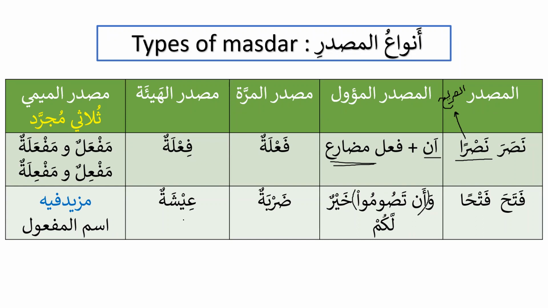And masdar mimi from thulathi mujarrad comes on the pattern of maf'alun wa maf'alatun, and similarly maf'ilun wa maf'ilatun, and from mazid fih, it comes on the pattern of ism al-maf'ul. So here is a summary of everything that we have learned about anwa' al-masdar, or the different types of masdar. Is this clear? Inshallah, after having a look at this, we are confident that we know everything about masdar, and what is left upon us is to practice.